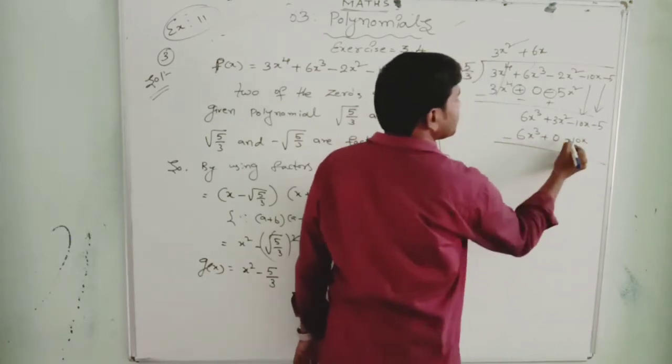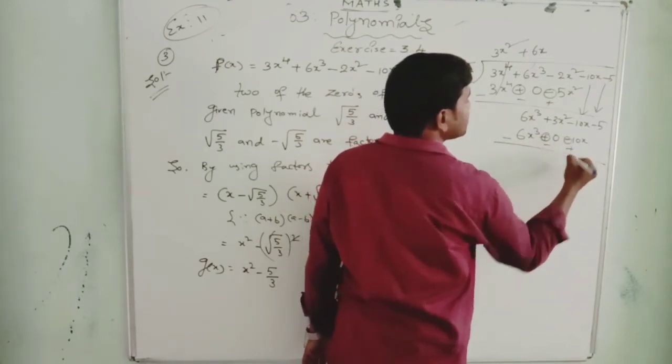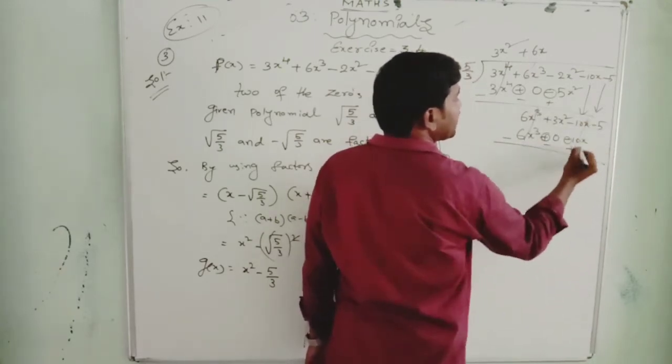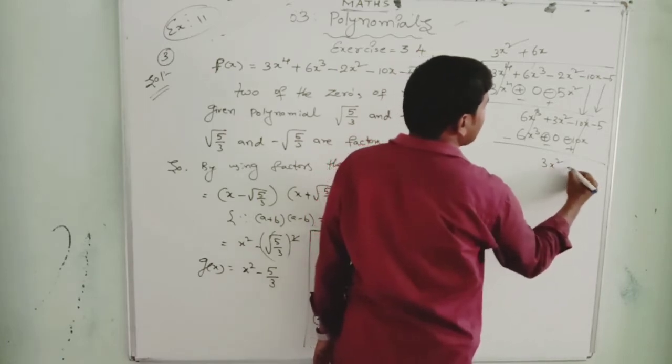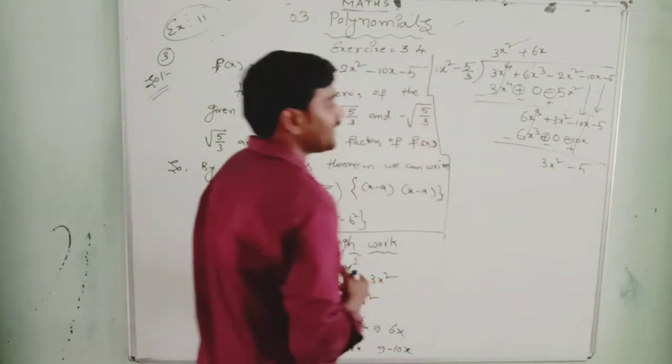Now see, it is minus and this is minus and this is plus. Okay, these both will get cancelled now. 3x square minus 5, we got it.